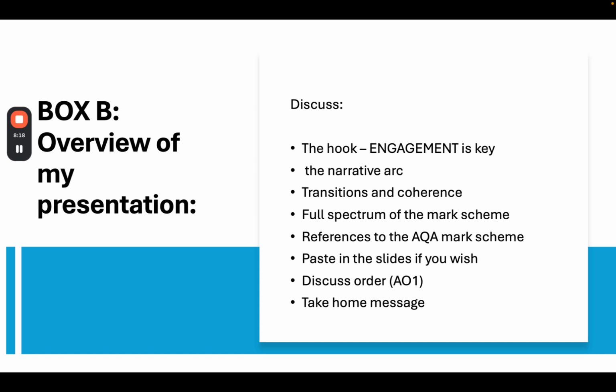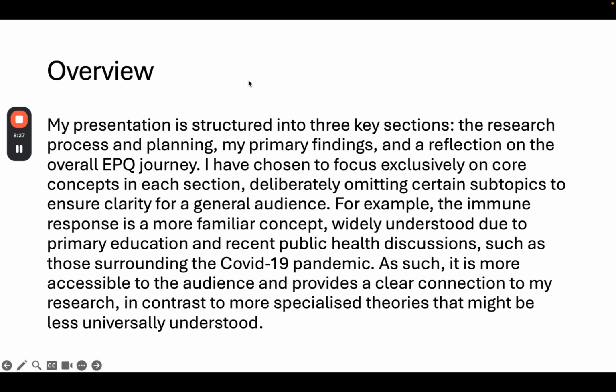Finally, make sure that you have a kind of take-home message for your audience. Every piece of writing, every speech needs a sense of purpose. Here's a good example of a student. I've just clipped one of the paragraphs. "My presentation is structured into 3 key sections: the research process, the planning, my primary findings, and a reflection of the overall EPQ journey." You feel the AO1 immediately, don't you?